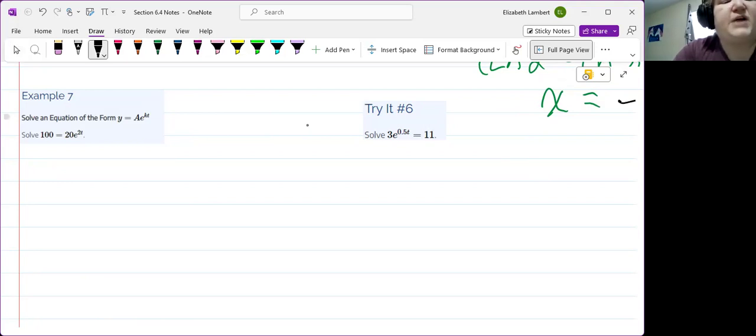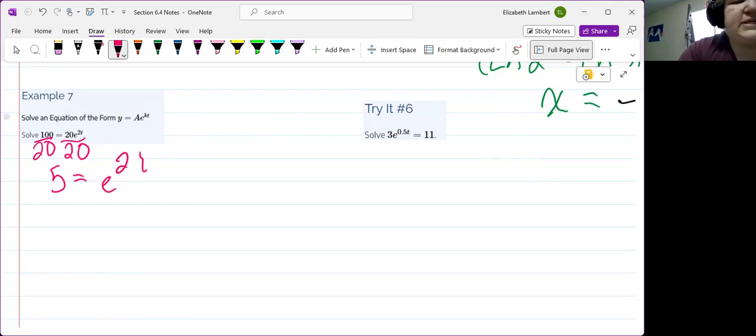But all right, so I have 100 equals 20 times e to the 2t. So I need to solve this for t. So there's a times 2 I need to deal with, there's an e I need to deal with, and then the 20 on the outside. So the 20 is the outermost, 20 times. So we're going to divide both sides by 20. So this is now 5 equals e to the 2t.